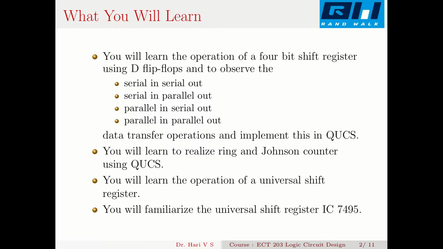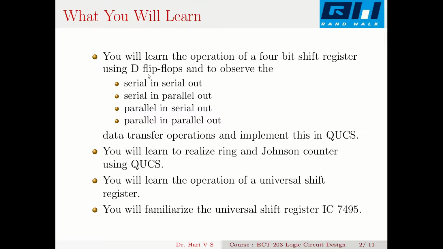So you will learn the operation of a 4-bit shift register using D flip-flops, and you will observe 4 kinds of operations. That is serial in, serial out; serial in, parallel out; parallel in, serial out; and parallel in, parallel out. This means that suppose I have a 4-bit shift register that is composed of 4 D flip-flops. Always D flip-flops are used for making registers. Likewise, T flip-flops are used for ripple counters. Here D flip-flops, because D flip-flop is used for storing a bit.